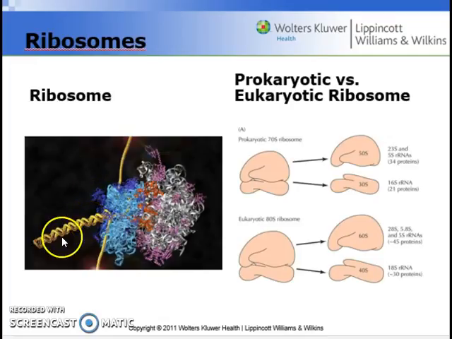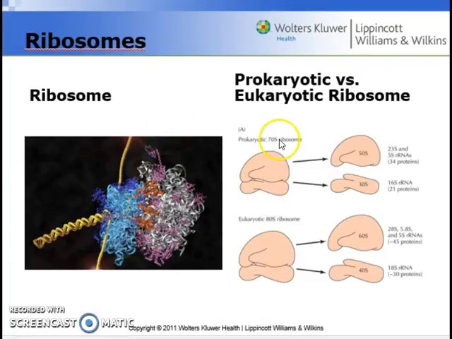Ribosomes are pretty interesting in the sense that they serve as an apparatus where a messenger RNA passes through them, and as the messenger RNA is passing through the complex, you have the translation of messenger RNA into amino acid sequences, which gives rise to a protein.